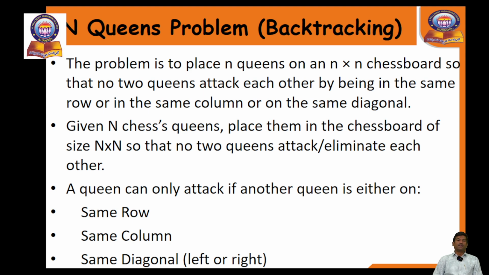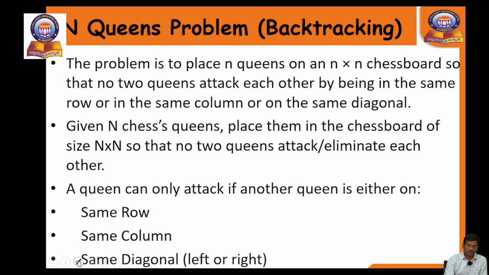Given n chess queens, you need to place them on a chessboard of size n by n so that no two queens attack or eliminate each other. A queen can only be under attack if another queen is on the same row, the same column, as well as the same diagonal. So what does this mean?